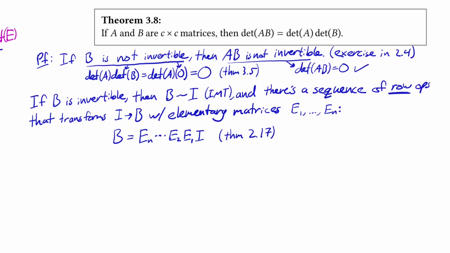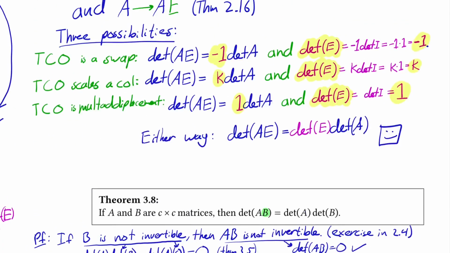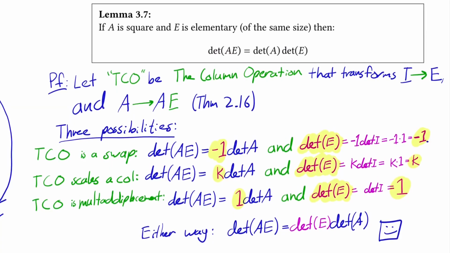And of course, we don't even need to write the I here. We could just write this as En times yada yada yada up to E2 times E1. So now let's think about the determinant of A times B, but replacing B with this product of elementary matrices, because then we're going to be able to use lemma 3.7 here.